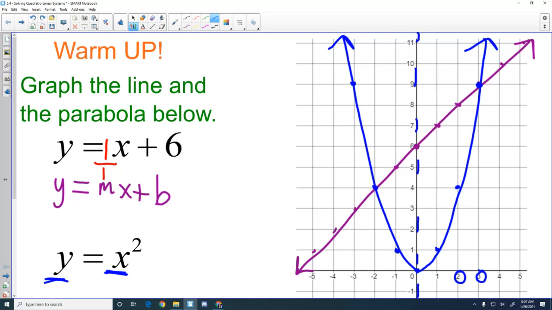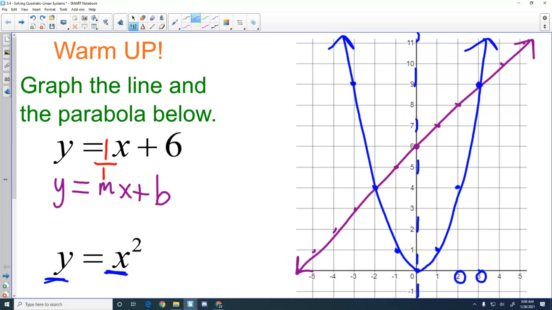Today's lesson is on solving systems of equations. Well, we've done that before using substitution or elimination or graphing. So this is actually going to be a repeat with one change. One of our graphs, just like in this warm-up, is going to be a quadratic. But the end result is the same.